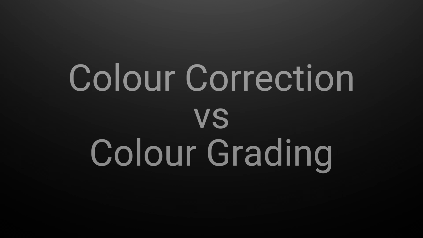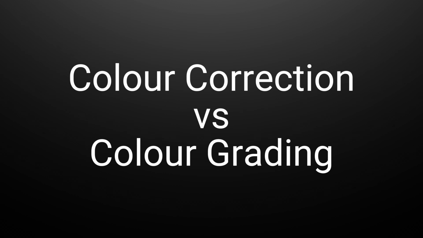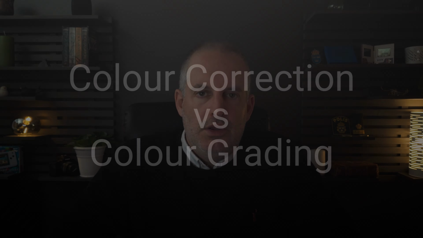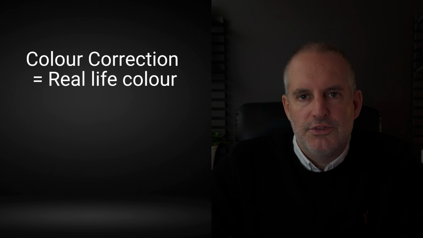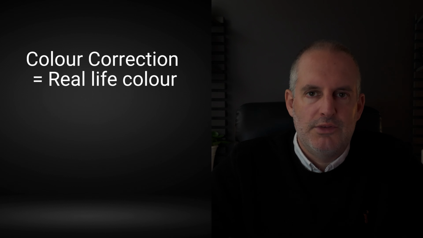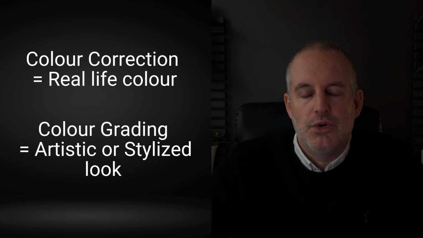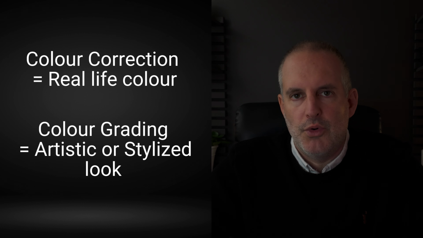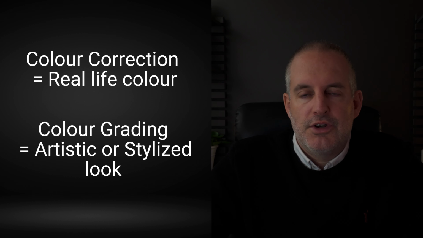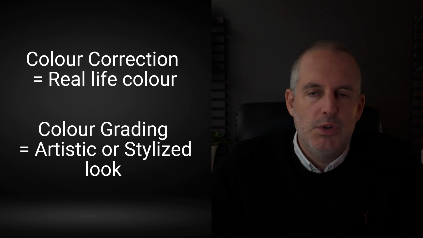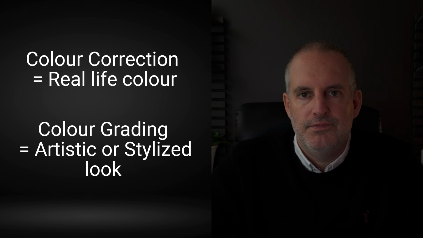So let's start with color correction versus color grading. What's the difference? When applying color correction, you're basically trying to make the colors of your footage as close to the real-life colors as possible. Color grading, on the other hand, is when you're applying an artistic or stylized look to your footage to create a certain vibe or ambience, and often to create consistency of color, mood, and style throughout your production.